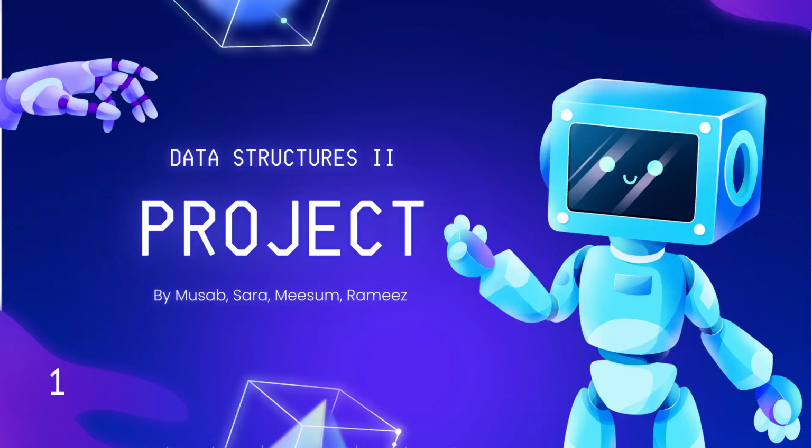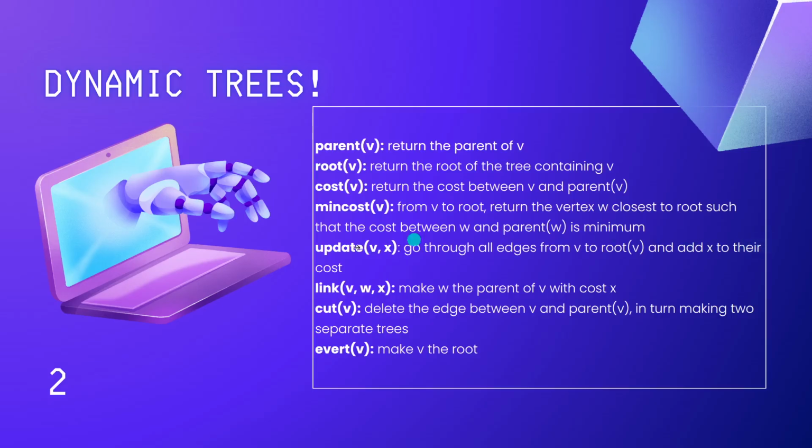Hello, so today I want to talk about my Data Structures 2 course project, which was worked on by me, Sara Baloch, Musab, and Musab. And we focused on implementing a data structure called dynamic trees as per the implementation detailed in a paper from the 1980s by Sleator and Tarjan, the same Tarjan that introduced the strongly connected components algorithm.